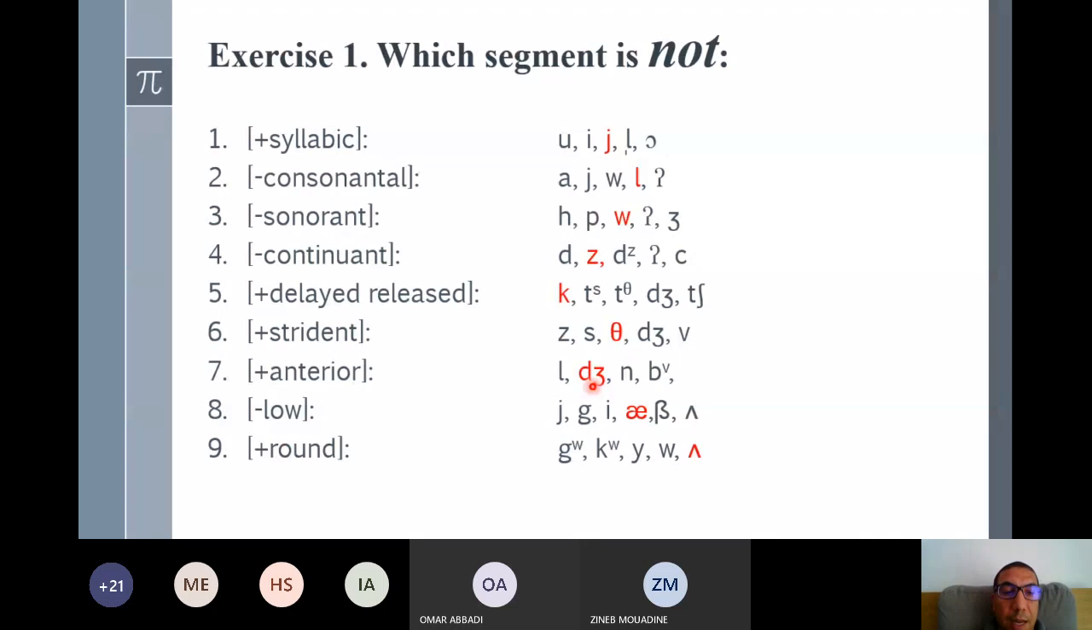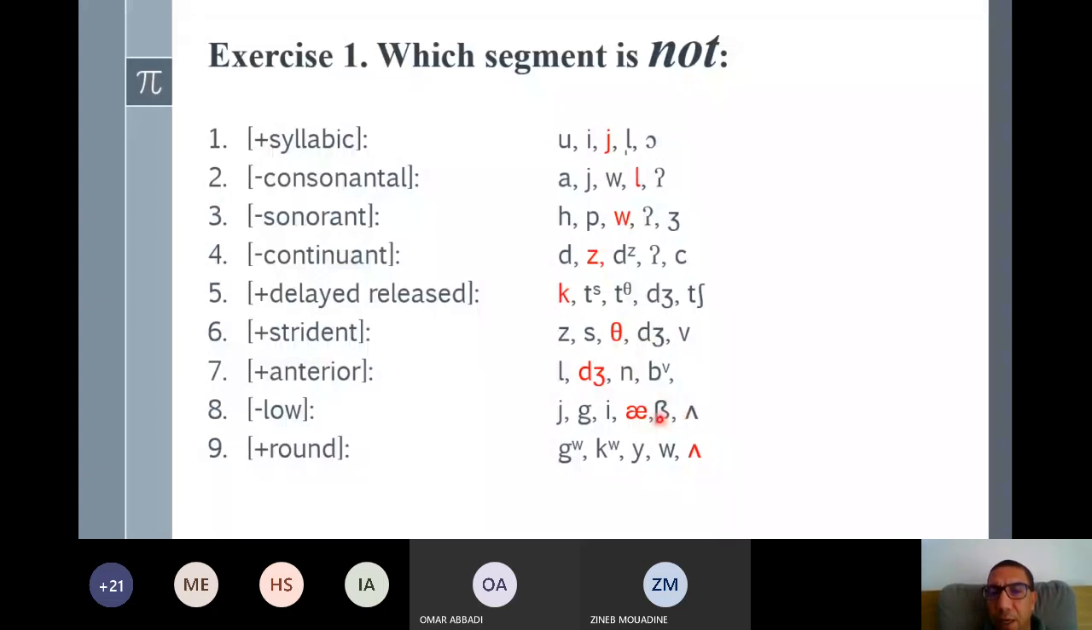Next, all these sounds are minus low. I think this should be a mistake, because A is a low vowel. No, A is a low vowel. Yeah, I mean, this is the mistake here.